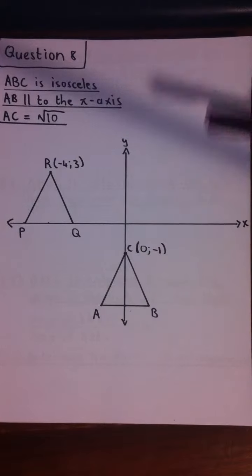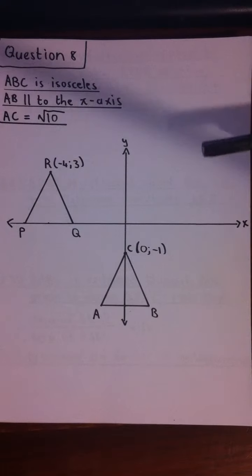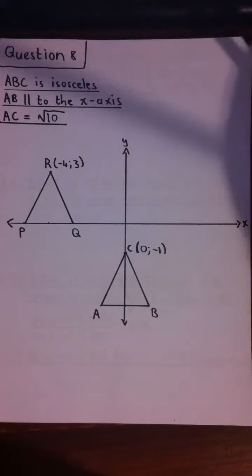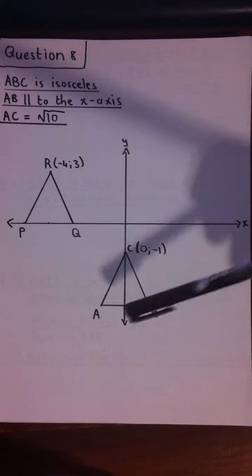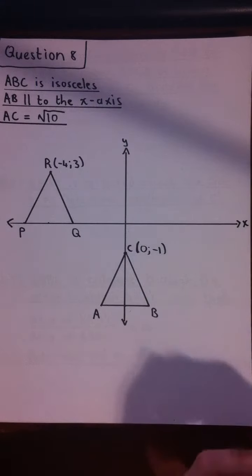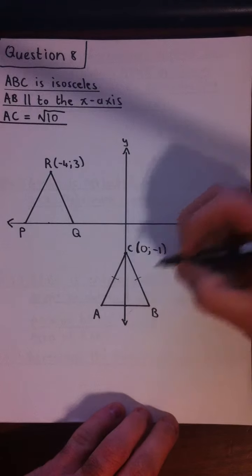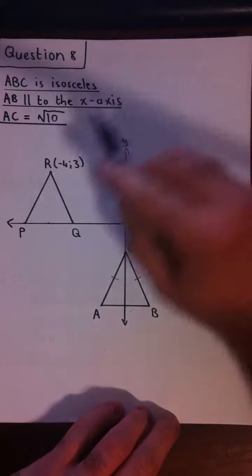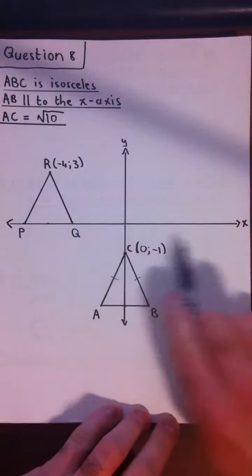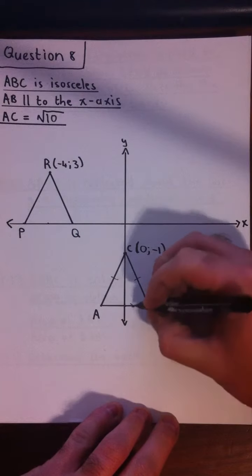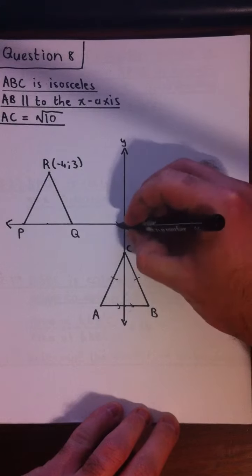This has a few questions on transformations and analytical geometry. Well, let's see what they give us. They say ABC is an isosceles triangle. Okay, we can see that these two sides will be of equal length. They say AB is parallel to the x-axis. That means AB is parallel to this line.